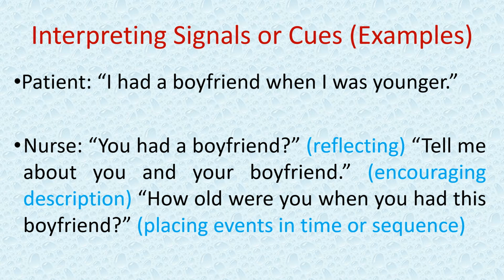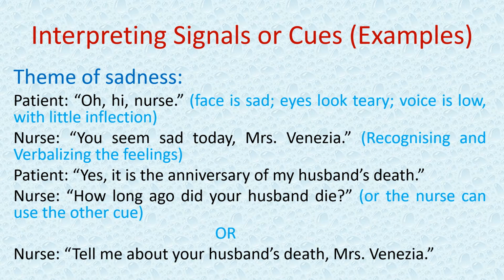If the patient says, "I had a boyfriend when I was younger," the therapist can ask, "You had a boyfriend?" This is reflecting the patient's own words. "Tell me about you and your boyfriend." This is encouraging the description of the relationship. "And how old were you when you had this boyfriend?" This is placing events in time or in sequence. So these are the techniques used in this conversation.